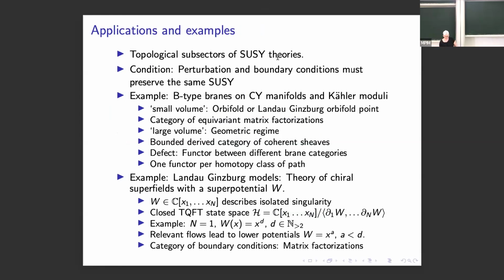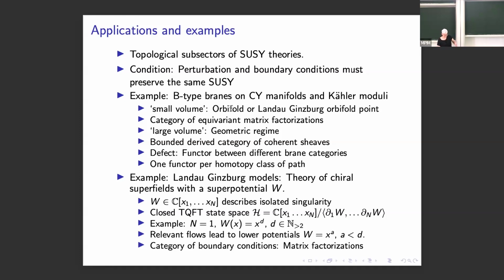So where does it work and in what situations? Well, it works for topological subsectors of supersymmetric theories, for example. And here an important condition is that the perturbation and boundary condition preserves the same supersymmetry, otherwise there will be no compatibility with the topological twist. So here are some examples. For example, D-type branes on Calabi-Yau manifolds together with Kähler moduli.